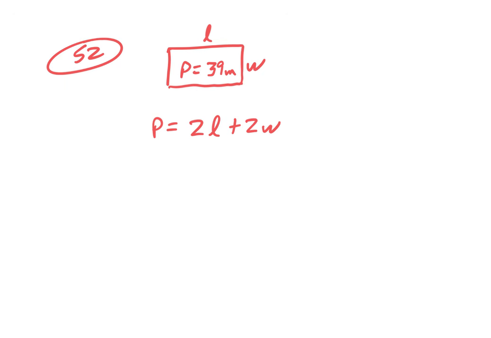Right now, I can't solve for L or W because I have two variables. We want to get this to the point where I only have one variable in the problem. If I have two variables, it's going to be pretty difficult to solve. So what we're going to do here is try to put one variable in terms of the other. They tell me that the length is twice the width. So the length is 2 times W.